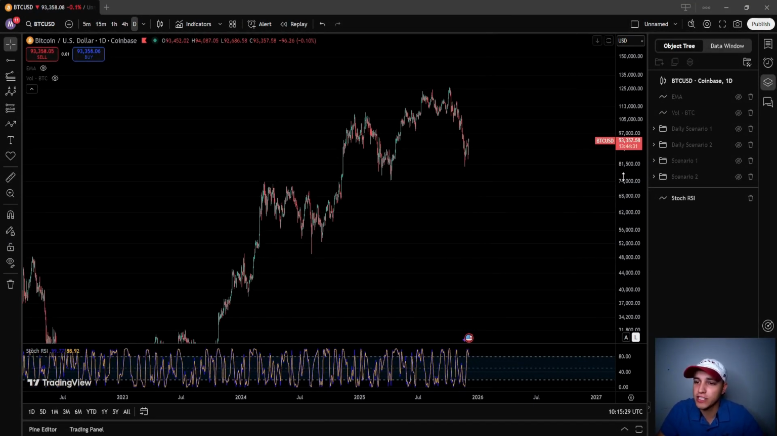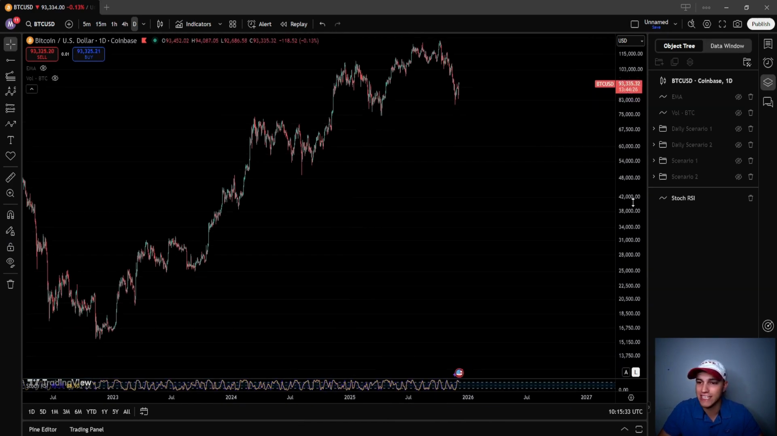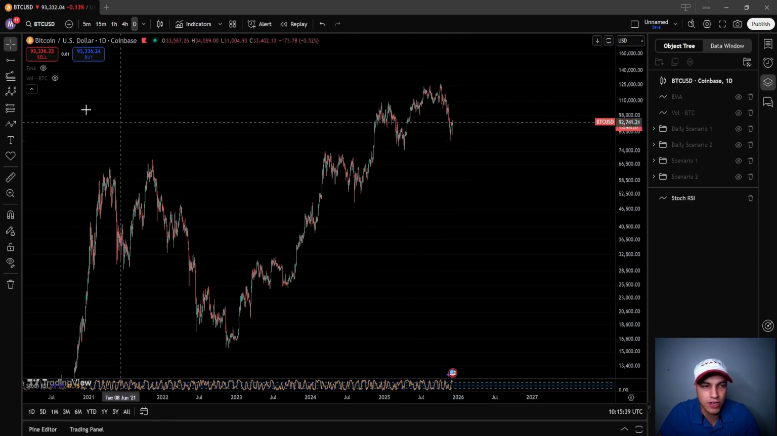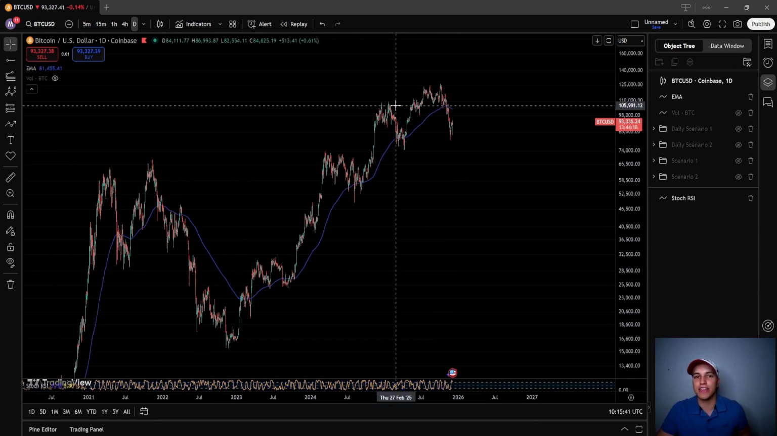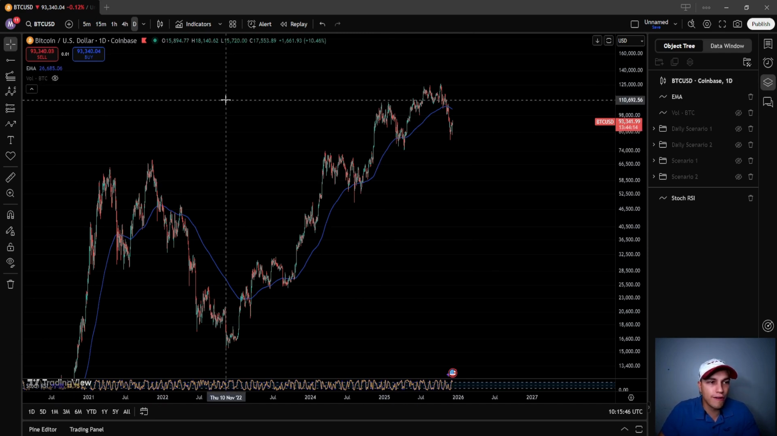So today we're going to be talking about our daily time frame. Let's get out of the way what is happening on the daily time frame. As you can see here, we're going to start with the EMA, the exponential moving average. I use the 250, and it's kind of like a bull market trend line that we've been following.